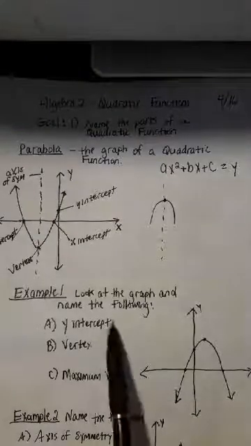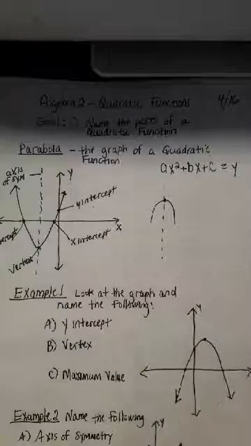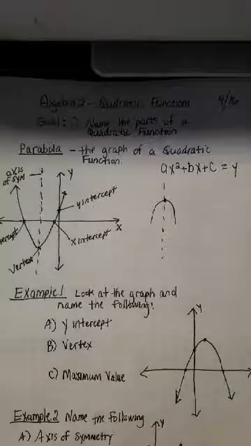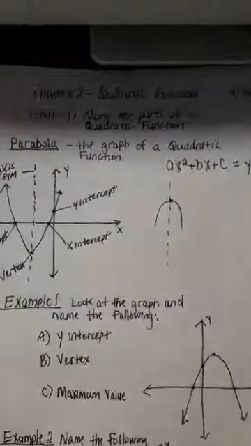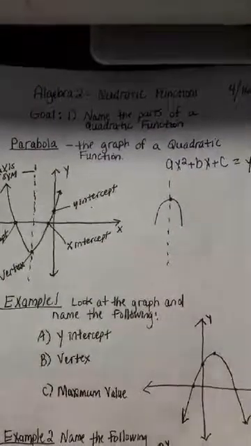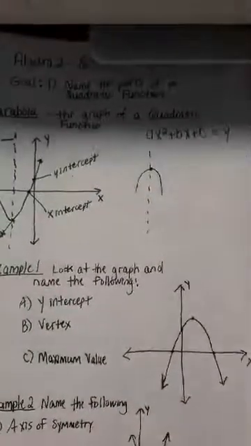Here's example 1. It says, look at the graph and name the following. So here's your graph. And I'm going to zoom in just a little, because I want you to kind of see where those points are.